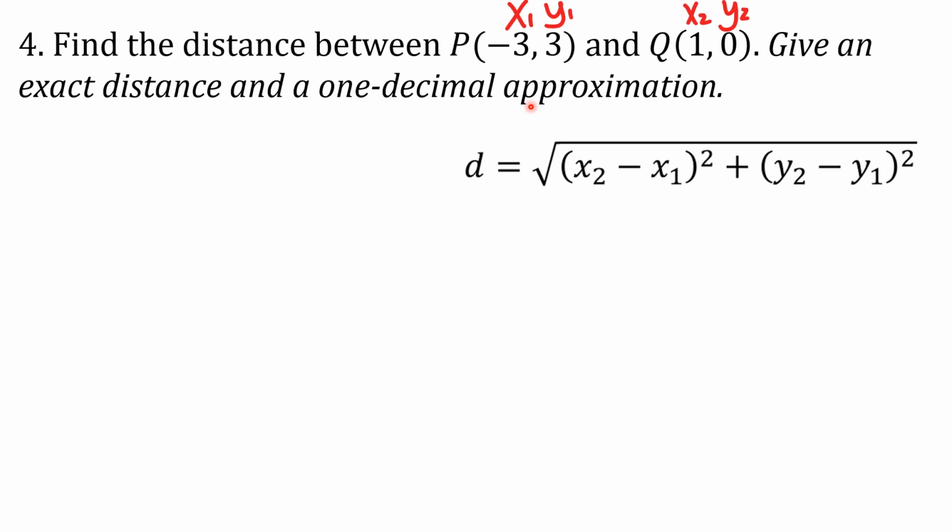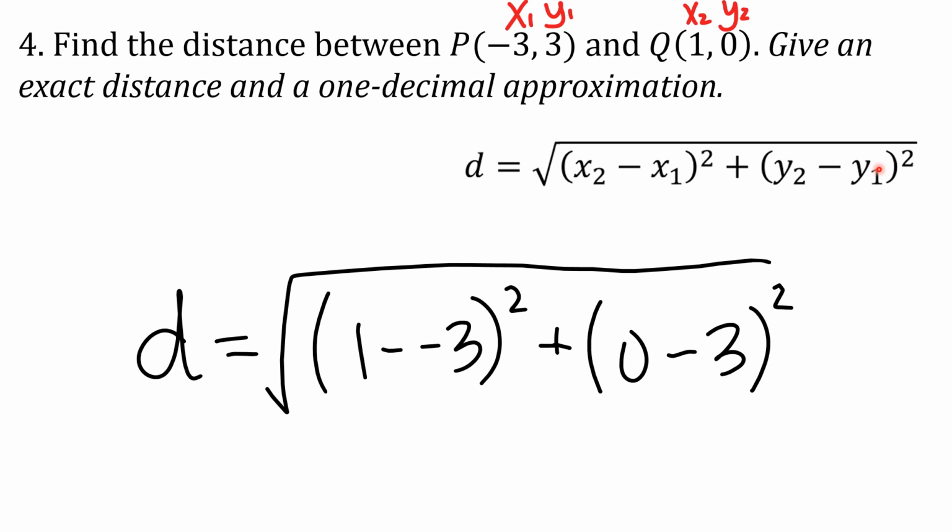All right, so starting here, x2 is 1, so 1 minus -3, squared, plus, parentheses, y2 is 0, so 0 minus 3, parentheses, squared. All right, so let's plug everything in. That's what we're working with. Remember your order of operations here. All right, so we are starting inside the parentheses.